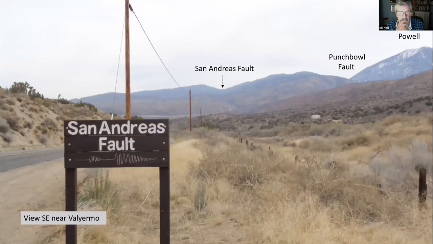Then down by Vieja, the fault is crossing this road here. It's not very distinctive at this place, but it has come down from that notch, which is the location of Big Pines on the Angeles Crest Highway. There's another fault to the right, the Punchbowl Fault, that goes by the Devil's Punchbowl area.